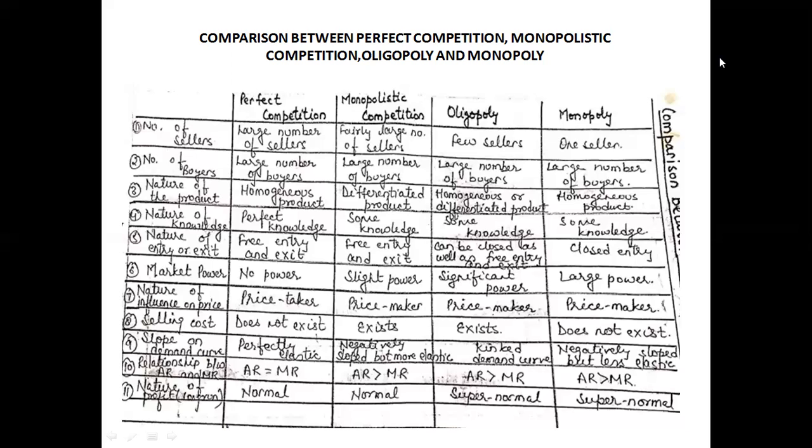Then on the basis of market power, in perfect competition, no power is there. In monopolistic competition, slight power is there. In oligopoly, significant power is there. And in monopoly, large power is there.